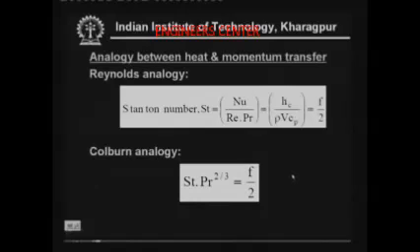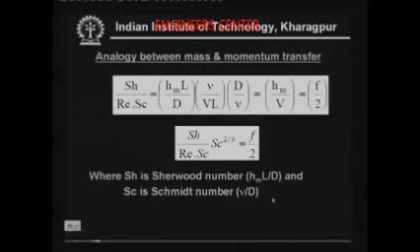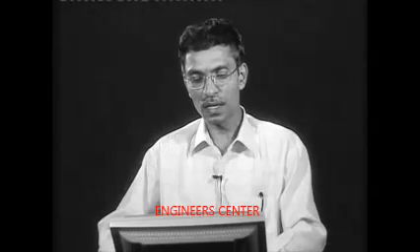Now, let us look at analogy between mass and momentum transfer. Similar to heat and momentum transfer, we can also write analogy between momentum and mass transfer, and here we define another non-dimensional number called Sherwood number Sh, defined as Hm into L by D, where Hm is the mass transfer coefficient, D is the diffusion coefficient and L is a length parameter. Sherwood number is analogous to Nusselt number, and we also define another non-dimensional number called Schmidt number. This Schmidt number is analogous to Prandtl number.